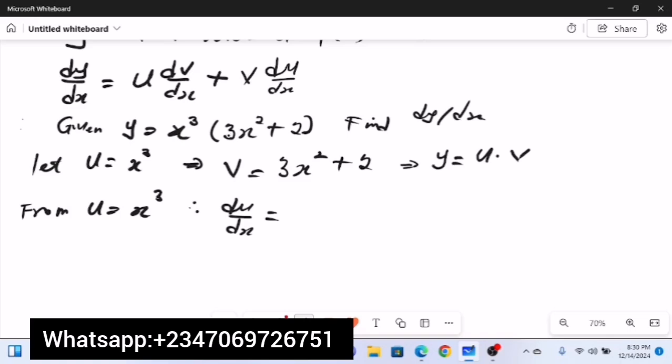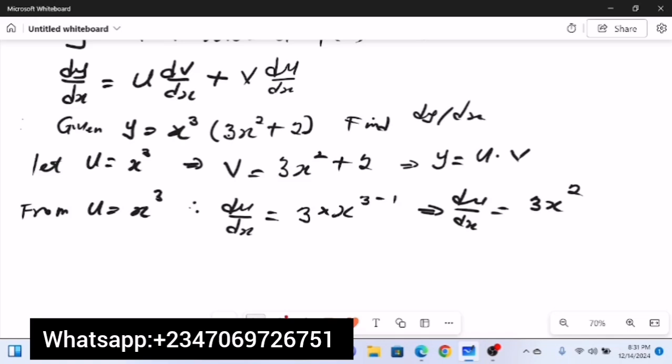So in this case, the power of x is simply what? 3. So I'll have 3 multiplying x to the power of 3, subtract 1 from the power, minus 1. So this implies that du over dx is going to be equal to 3x to the power of 2, because 3 minus 1 is 2. So du dx is simply 3x squared.